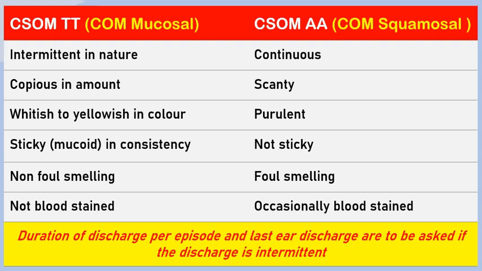When the patient has CSOM TT or mucosal disease, it is very important to ask about the duration of discharge per episode, maybe 4 days, 5 days, 6 days, and last year's discharge, because the last year's discharge determines the stage of disease, maybe active, quiescent, inactive, or sometimes healed.